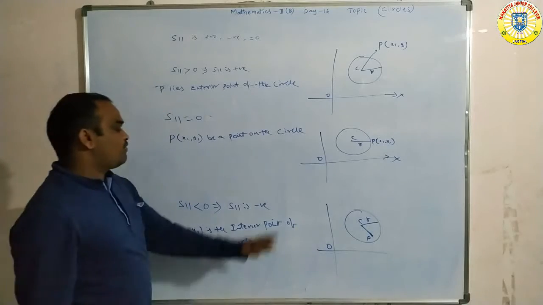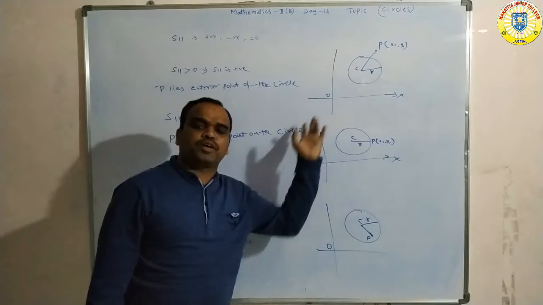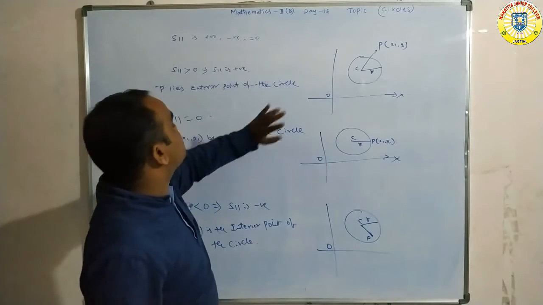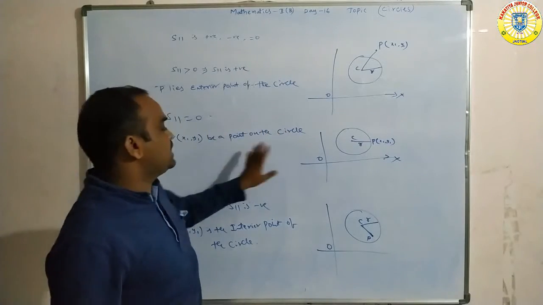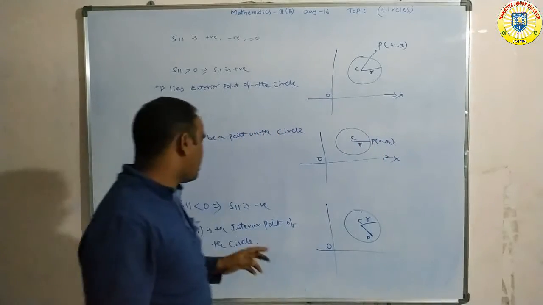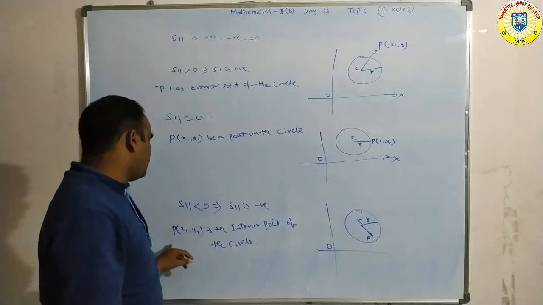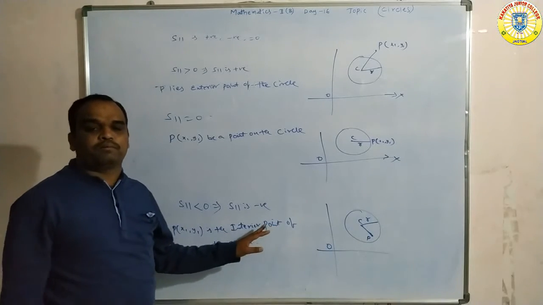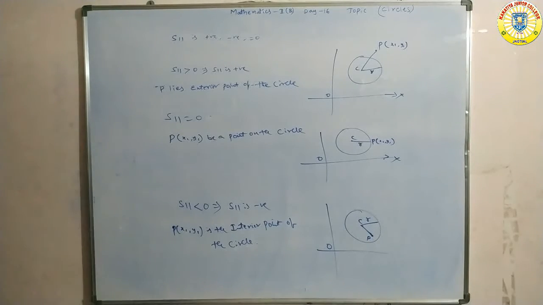So by using the S11 value we can find the position of a point with respect to the circle. If S11 is positive, the point is an exterior point of the circle. If S11 is equal to 0, it is a point on the circle, where CP is equal to R. If S11 is less than 0, S11 is a negative value, and P of x1, y1 is an interior point of the circle.